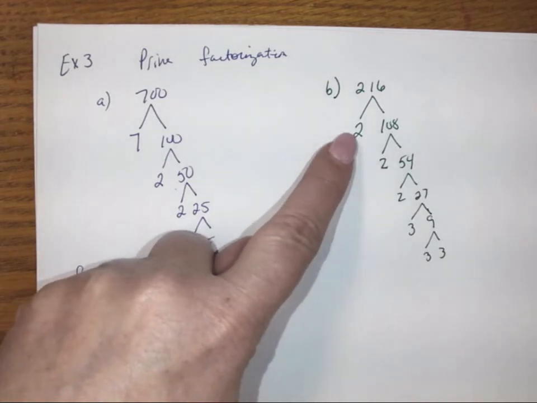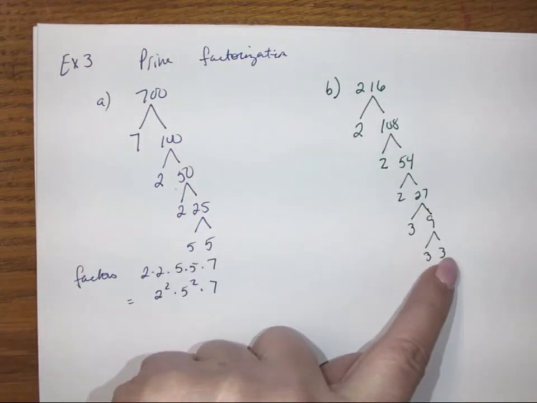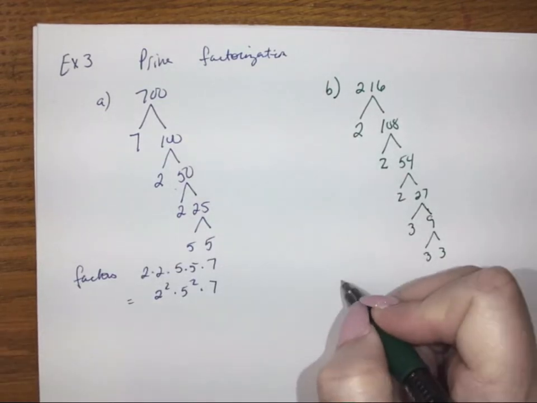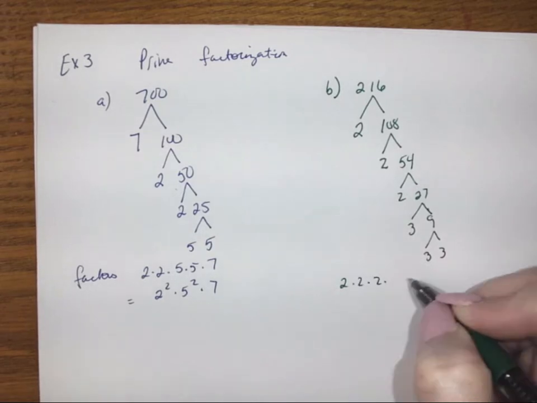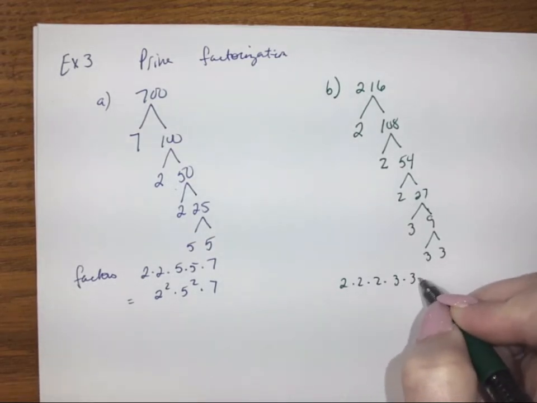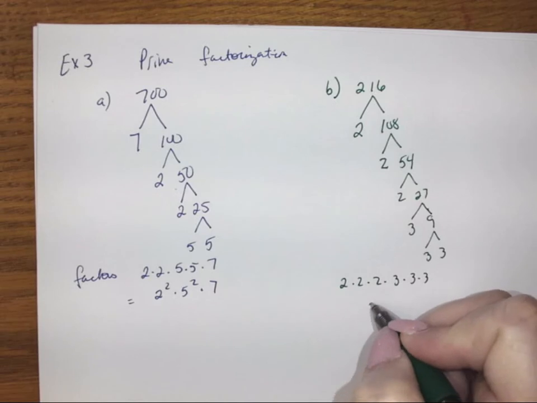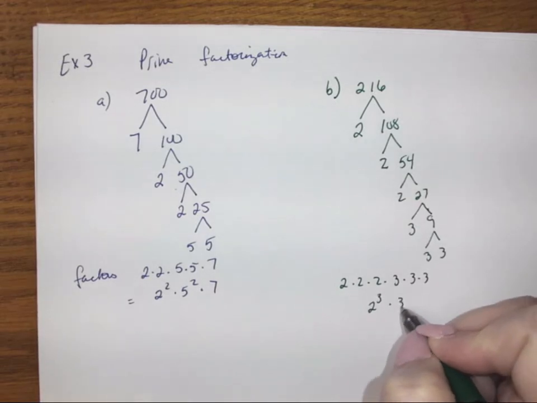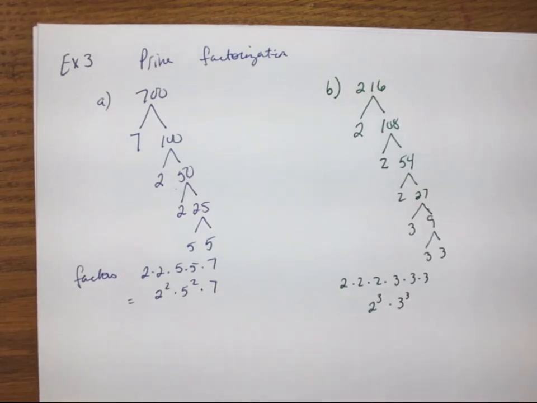So we're looking at 3 2s and 3 3s. So if I'm looking at my factors, I have 2 times 2 times 2, 3 times 3 times 3. So that means I have 2 to the third times 3 to the third. And that totals, if I multiply those all out, I should get back to 216.